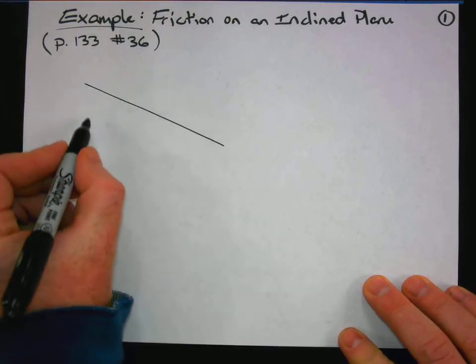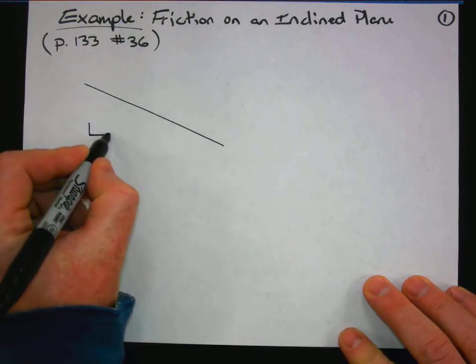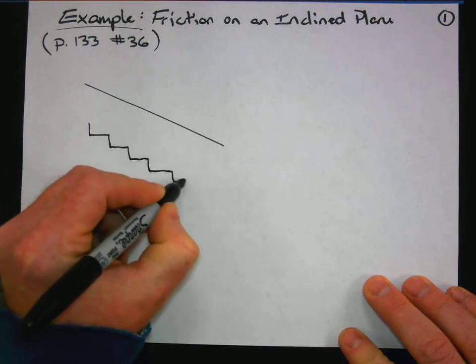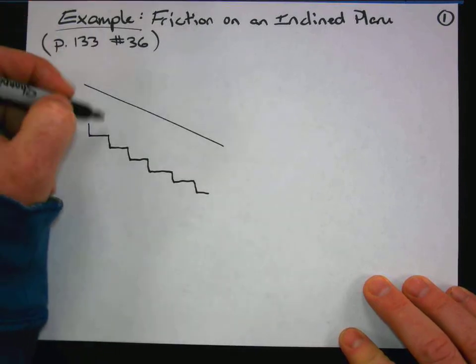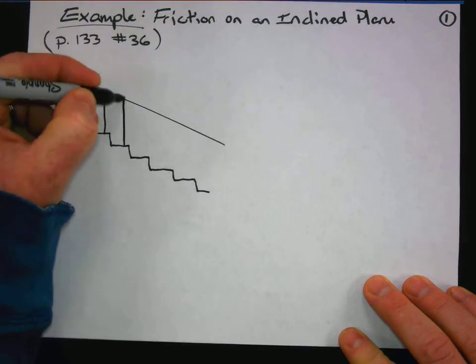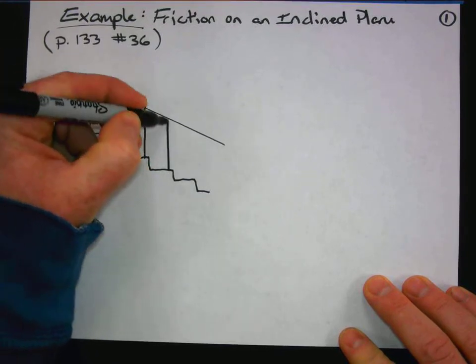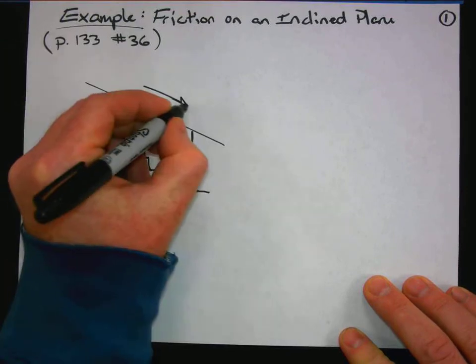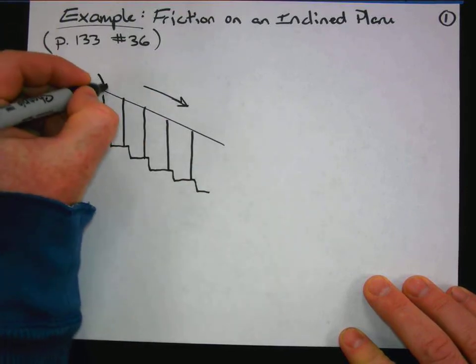is sliding down the banister of a stairway. Okay, so you can imagine a simple stairway, and Fernando is sliding down. Oh, by the way, this right here, the railing, is the banister.